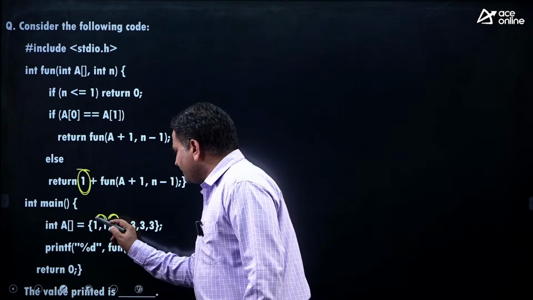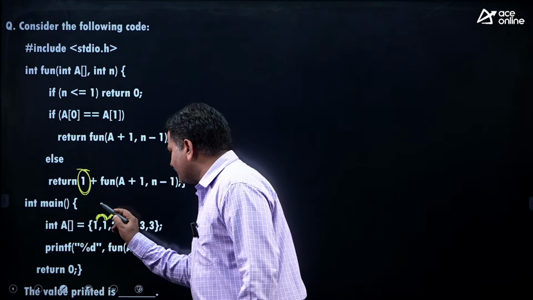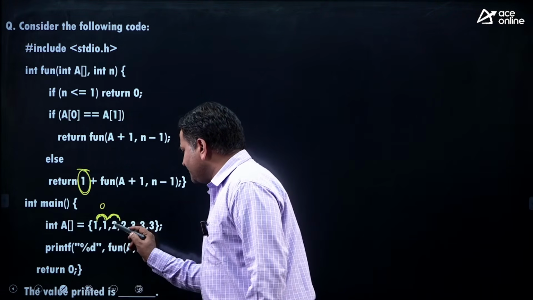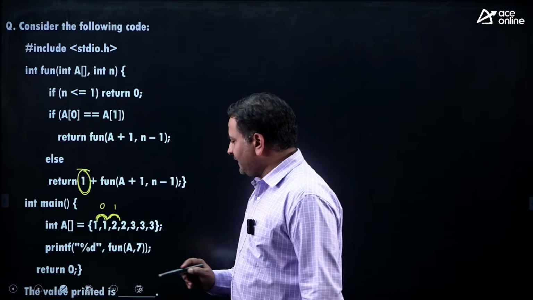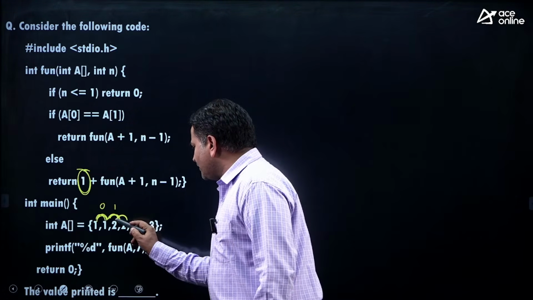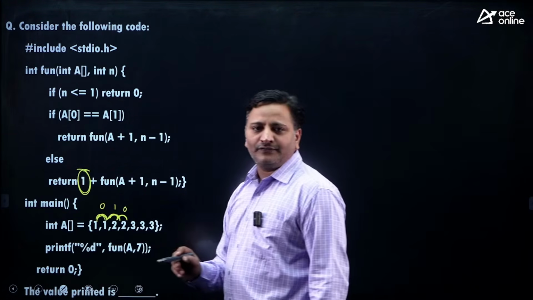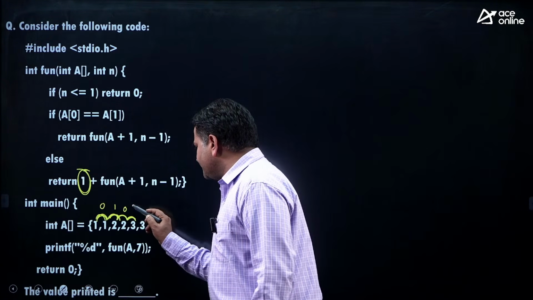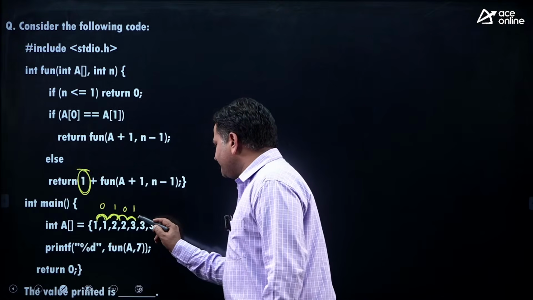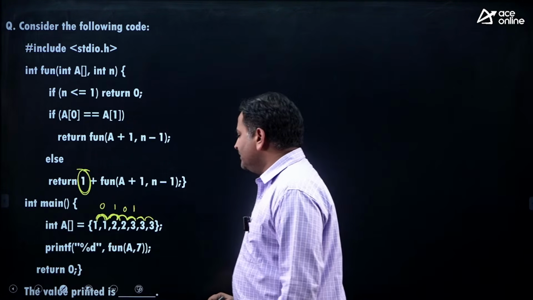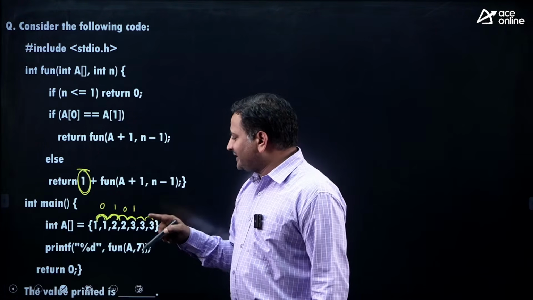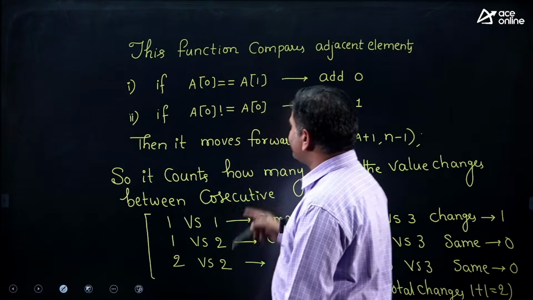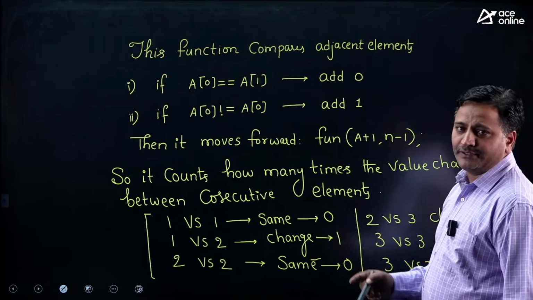So here, since 1 and 1 are matching, the value added is 0 only, and 1 and 2 are not matching with each other, therefore you take 1 plus. Next, 2 and 2 are also matching, that's why the value here is 0. And here 2 and 3 are not matching, therefore we take 1. 3 and 3 are matching, and again 3 and 3 are matching. So the main idea of this program is how many times the numbers are not matching, where the numbers are two consecutive numbers. Here I explained the complete process, you can just go through it once.